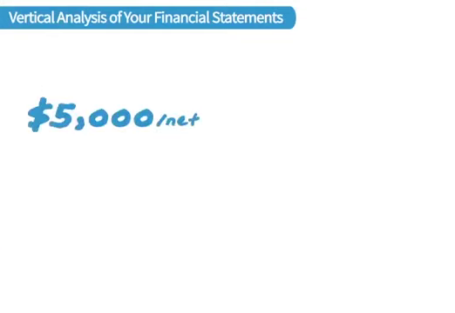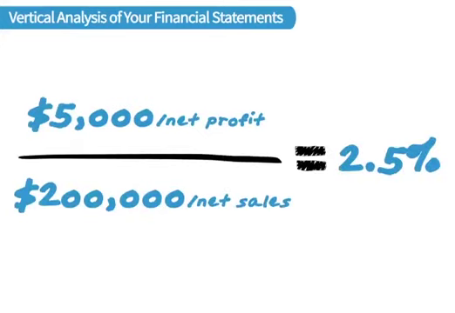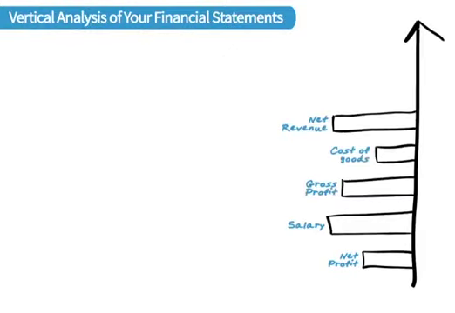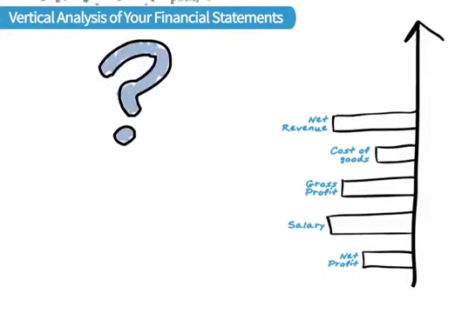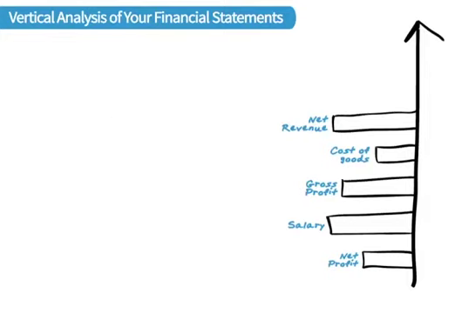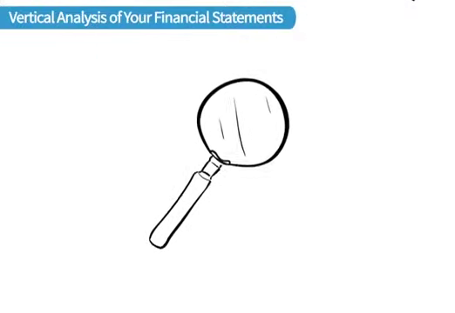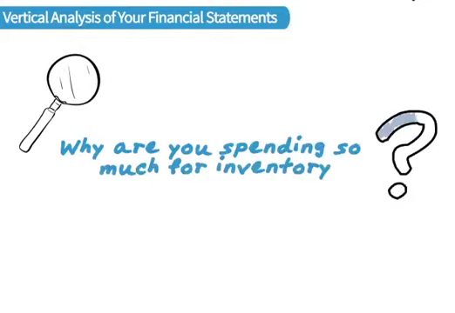Your net profit is $5,000 divided by $200,000, which is 2.5% of net sales, which seems like a low percentage. By taking a vertical up and down look at your numbers this way, you can see how much of your money is going into each component of your business. For instance, you may notice that your cost of goods sold is 75%, which means that you're spending 3/4 of your money on inventory. Once you realize that the ratio is high, you can then start investigating why you're spending so much for inventory.